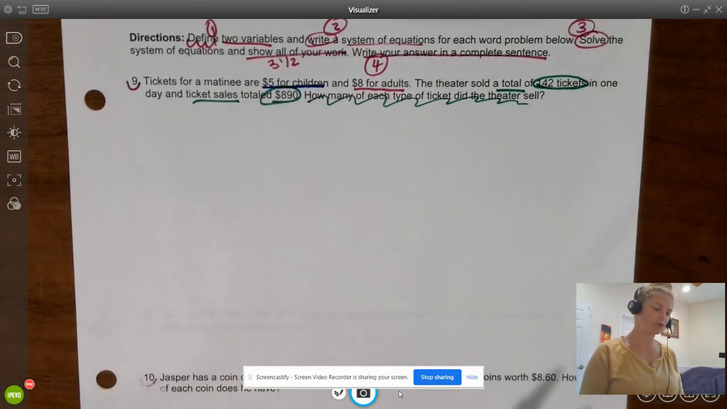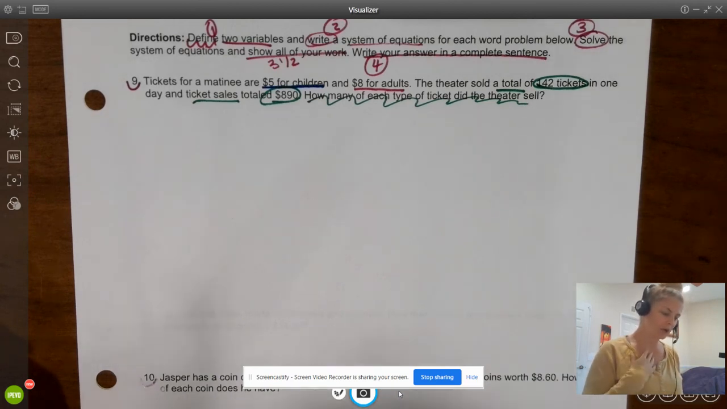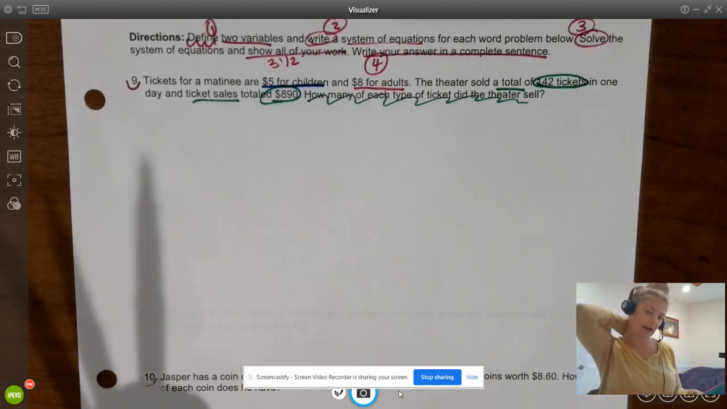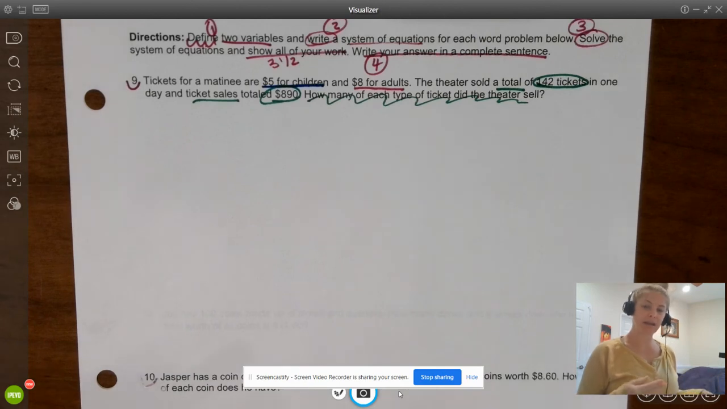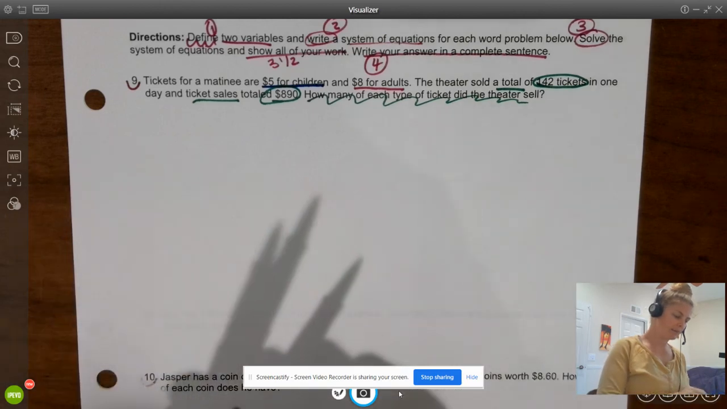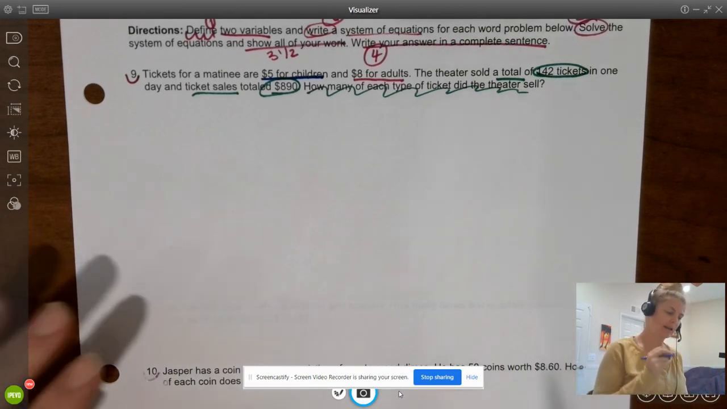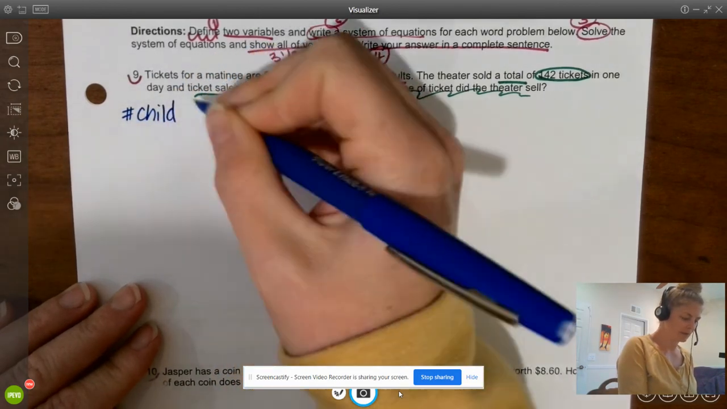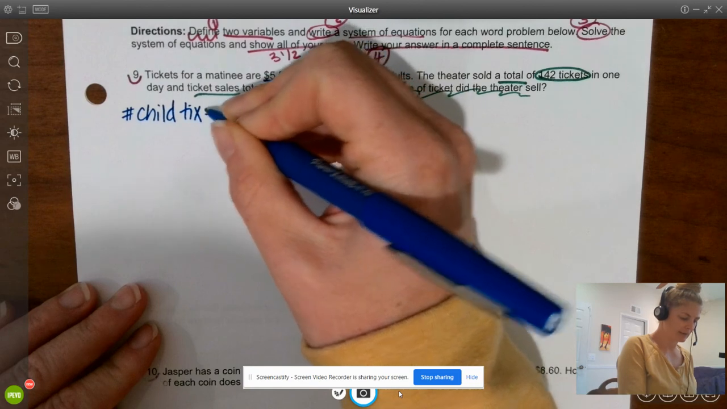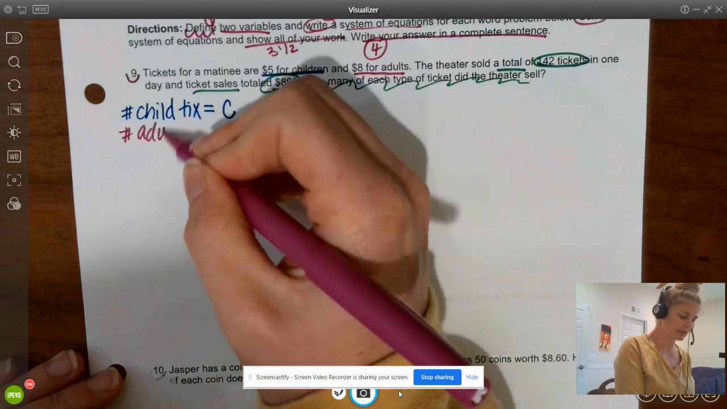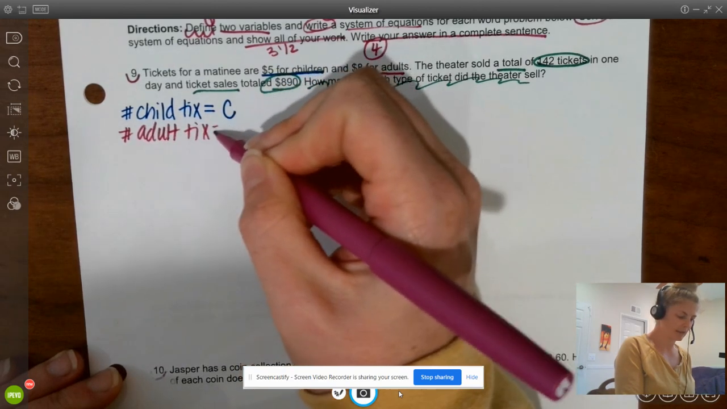Okay, so our restrictions here are the number of tickets sold and the total amount of money. And what are our unknowns? Since it's how many of each type of ticket, I think we're going to have children tickets and adult tickets. I'm going to use A for adult and C for children tickets just to keep the math a little more connected to the context. So number child tickets is going to equal C, and number adult tickets is going to equal A.